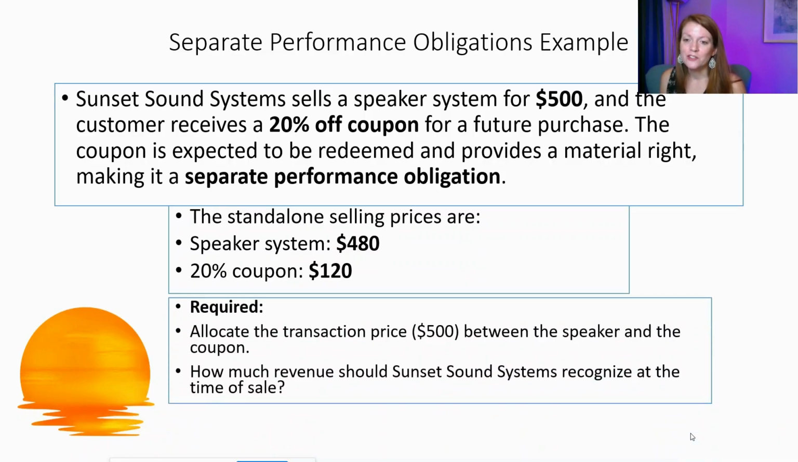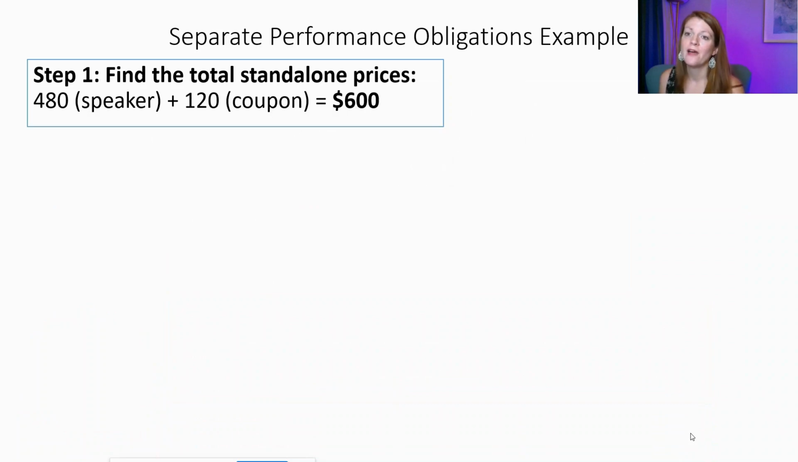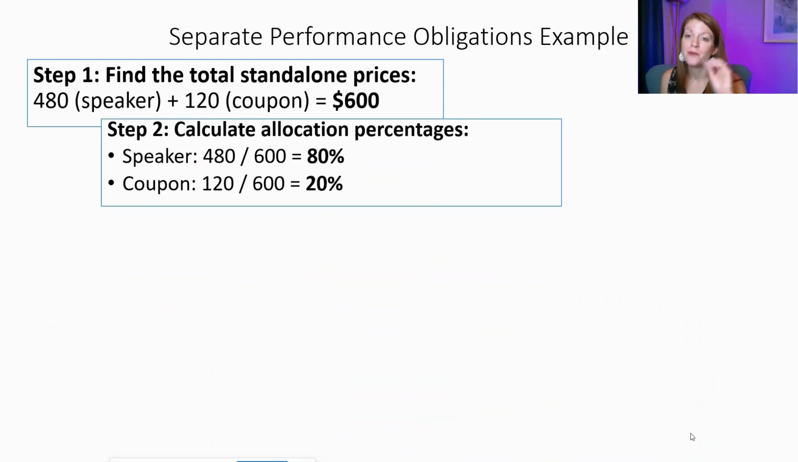So allocate the transaction price, the $500, between the speaker and the coupon. We've already looked at how we allocate that, but we'll do it again here. And then, how much revenue should Sunset Sound Systems recognize at the time of the sale? So let's look at this. Step 1, we have to find the total standalone prices. We already know it's $480 for the speaker, $120 for the coupon. So that's a total of $600. If we break that out, 480 divided by the total 600 means 80% of that total price would be for the speaker, and then 20% would be for the coupon.